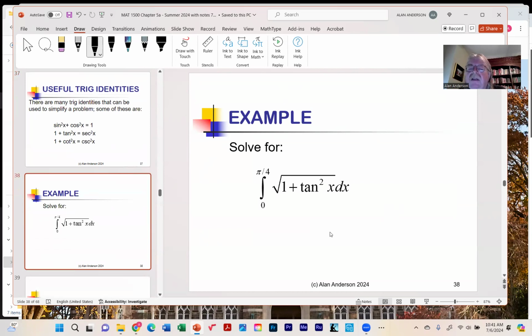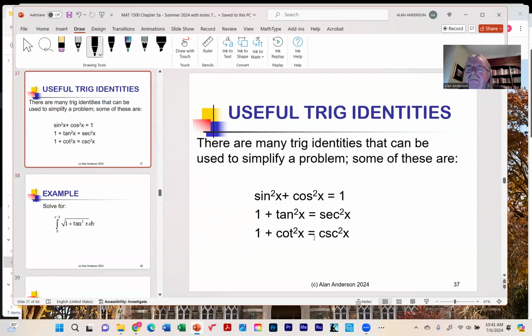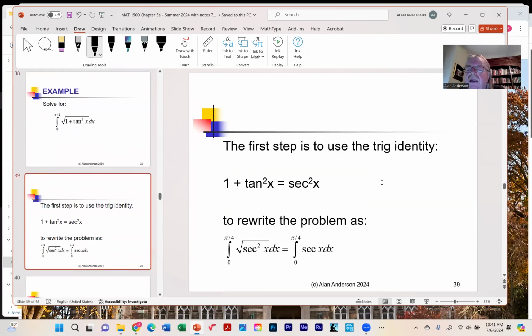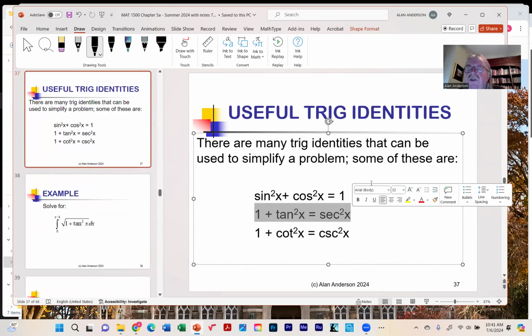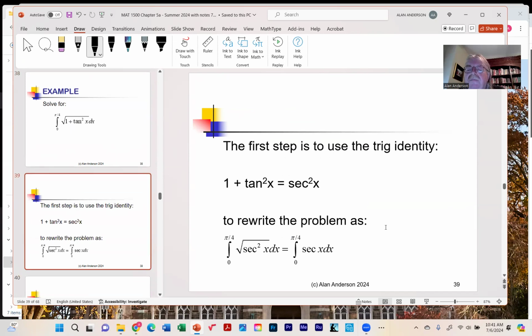Like this one. Oh my God, what a disaster this one looks like. We're going to integrate from 0 to pi over 4, square root of 1 plus tan squared of x dx. So as soon as you see that square, you'll say to yourself, is it possible that I could use one of these identities to help me simplify it? Well, yeah. Those two, the sum 1 plus tan squared of x can be replaced with secant squared of x. Now, since we're taking the square root of the secant squared of x, what we have here is just the secant of x times dx.